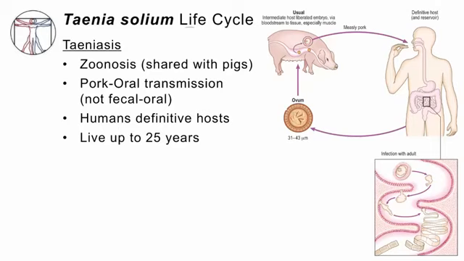Teniasis is a zoonosis. We share it with pigs. You get it when you eat pork, not when you eat feces. Humans are the definitive host, and those worms can stay in your intestines for up to a quarter of a century. They eat a little bit of what you eat. Otherwise, they don't take up much room. They may or may not cause some GI distress. Most people do not have symptoms with it.